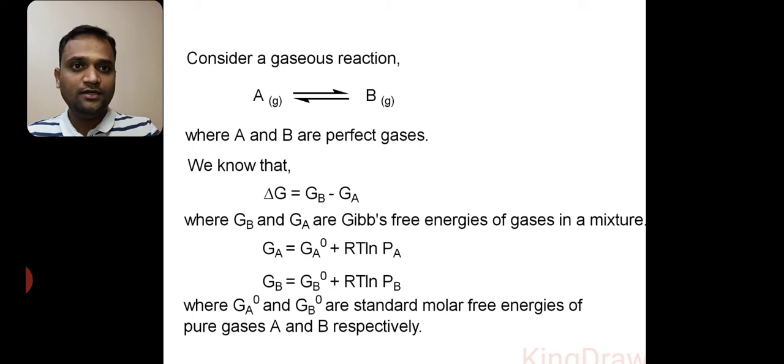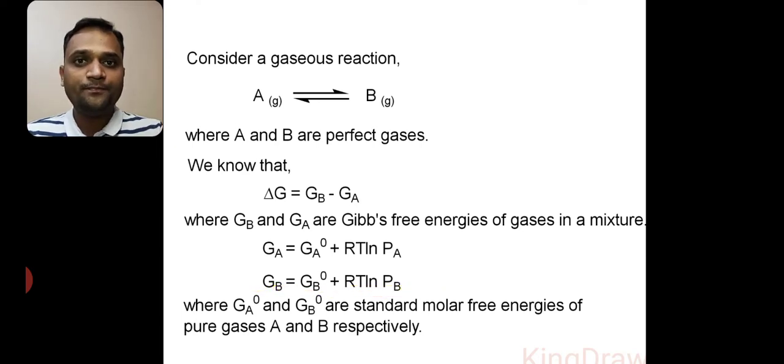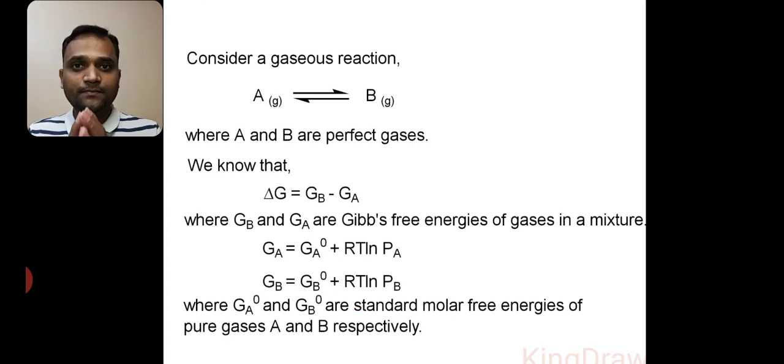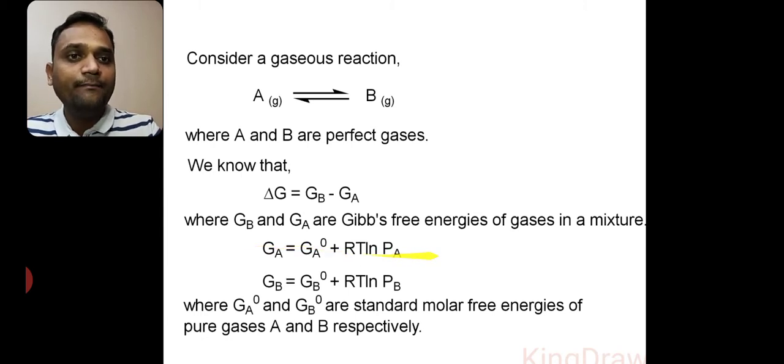Now we have to remember these two equations. The first equation is Ga is equal to Ga0 plus RT ln of Pa, and for gas B, Gb is equal to Gb0 plus RT ln of Pb, where Ga0 and Gb0 are the standard molar free energies. Whenever there is a 0, it means standard. So Ga0 and Gb0 are the standard molar free energies of pure gases A and B respectively. We have to remember these two equations for Ga and Gb.